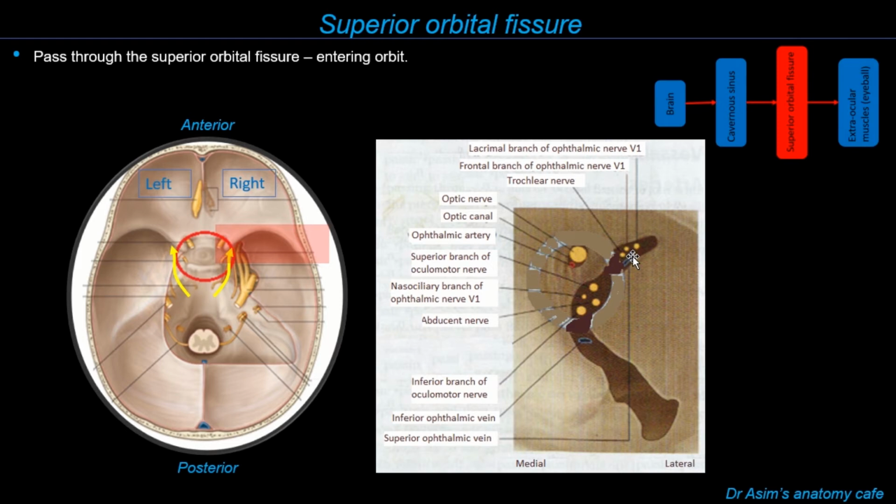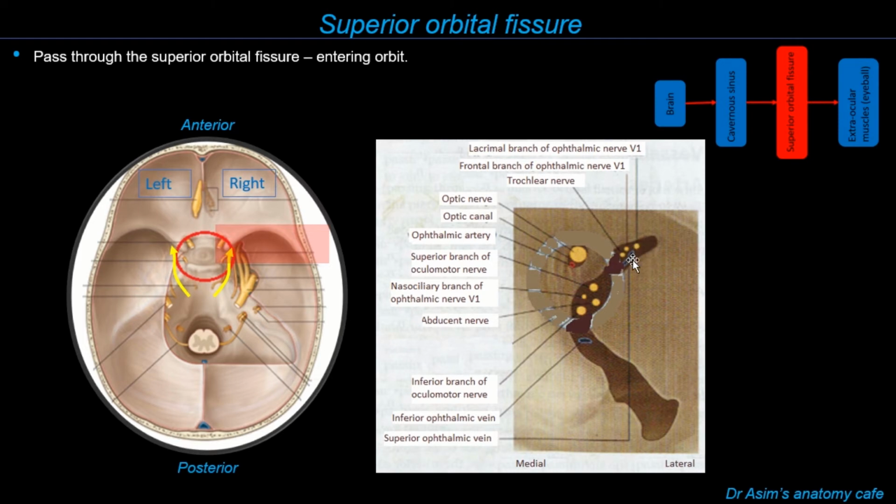There are other structures as well, which you can see here. For example, the superior and the inferior ophthalmic veins, which you can see going through the superior orbital fissure outside the common tendinous ring. And similarly, you can see the lacrimal, frontal, and nasociliary branches of the trigeminal nerve as well, which we will talk about sometime later.